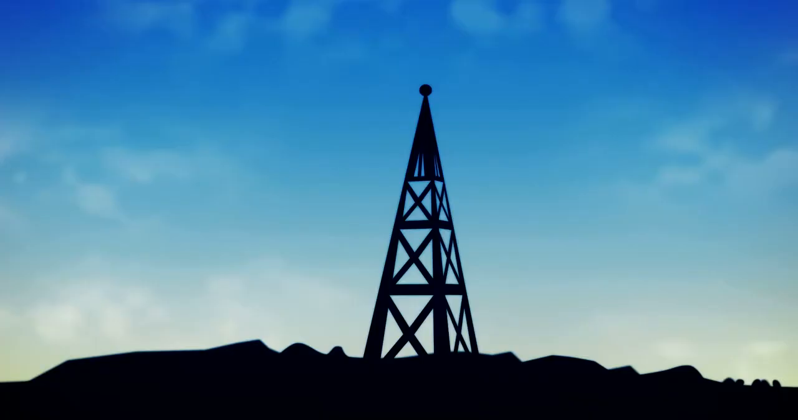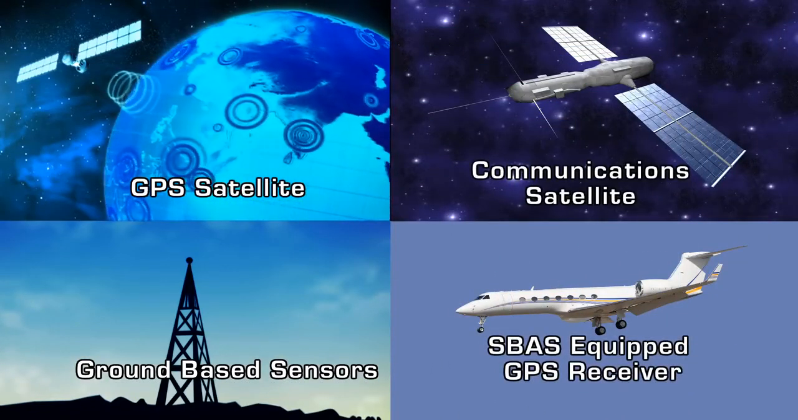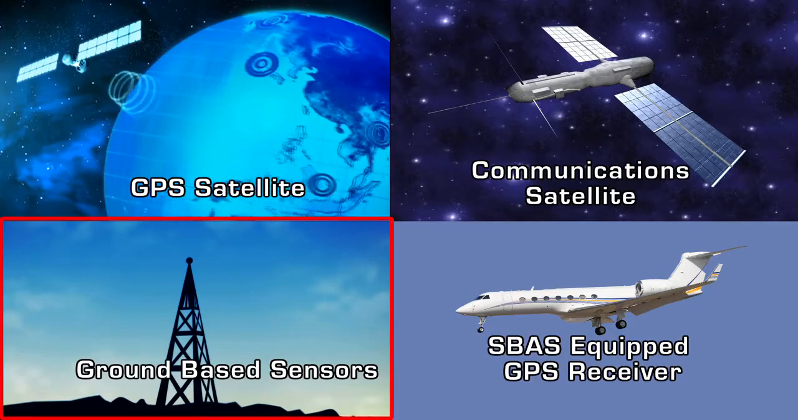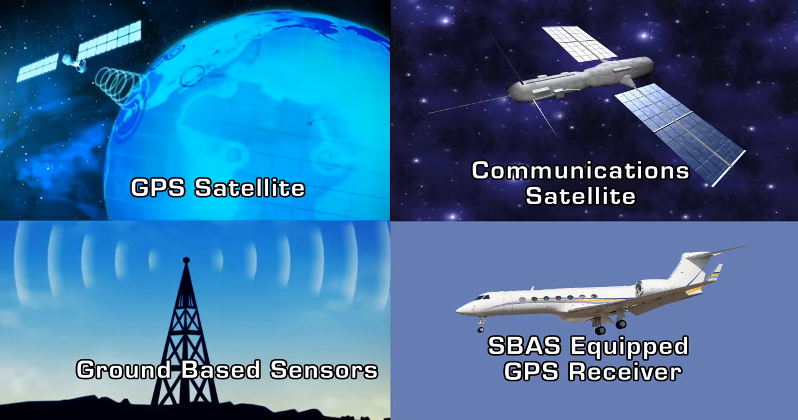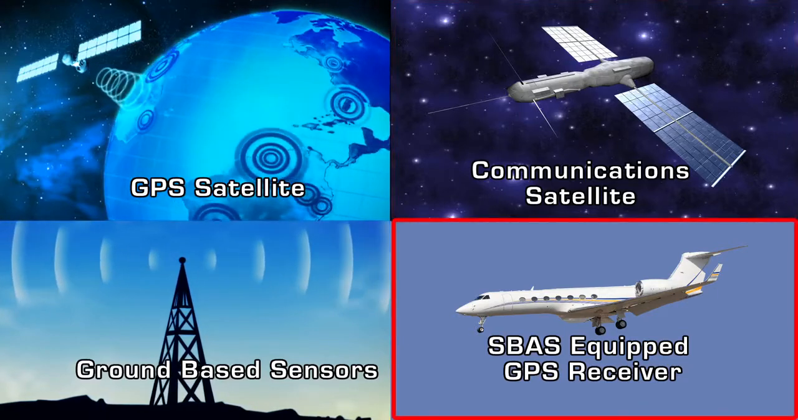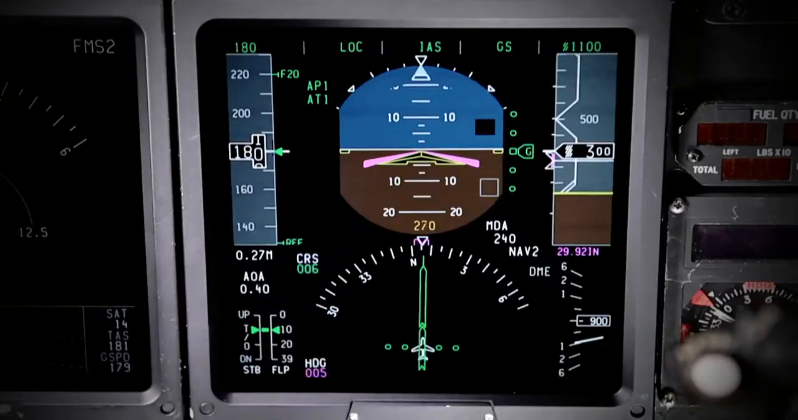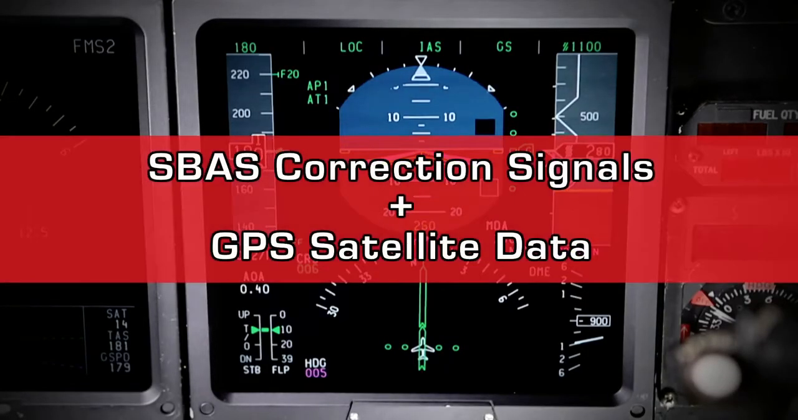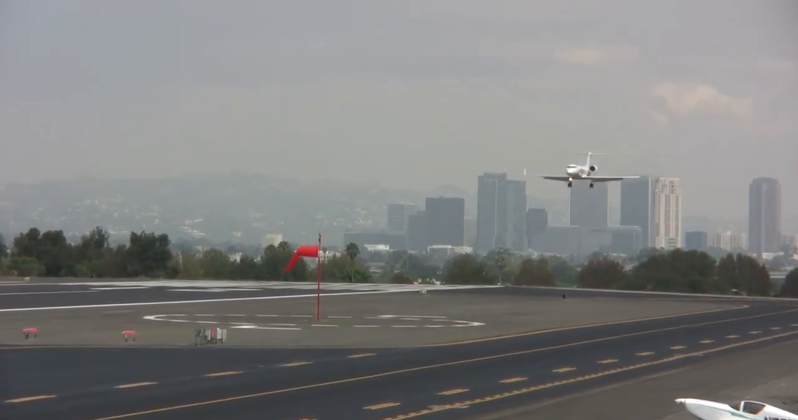An SBAS system is typically made up of a network of ground-based sensors along with space-based communication satellites and SBAS-capable GPS receivers. The ground-based sensors gather GPS signals and apply a correction to them. The correction data is then sent to a communication satellite, which in turn broadcasts the information to an SBAS-equipped GPS receiver on board an aircraft. The GPS receiver combines the SBAS correction signals with data from GPS satellites and produces highly accurate position data that is then used to fly RNAV approaches to LPV minimums.